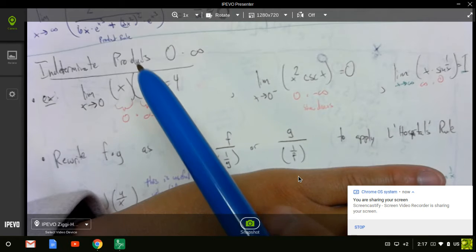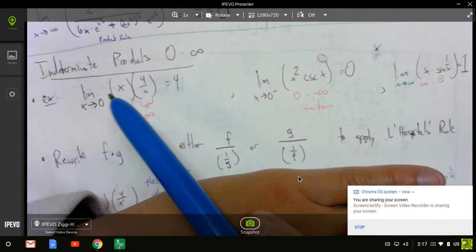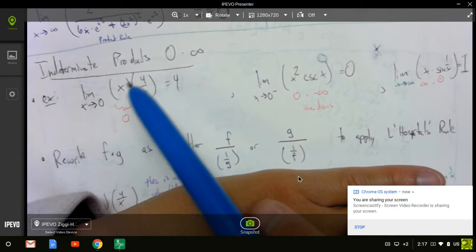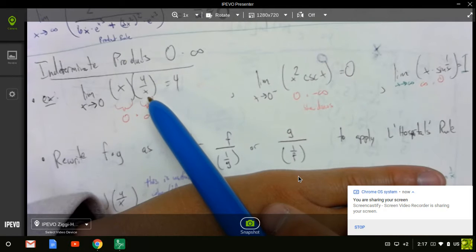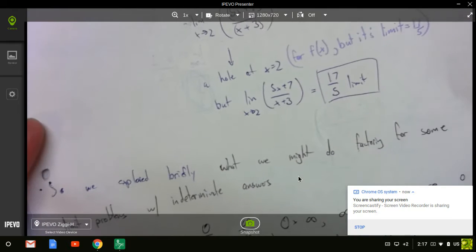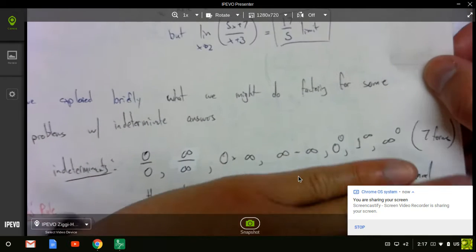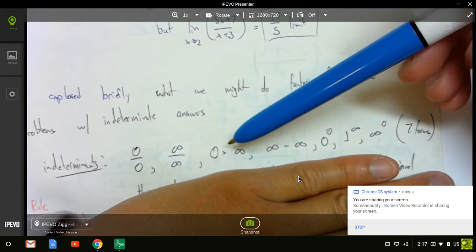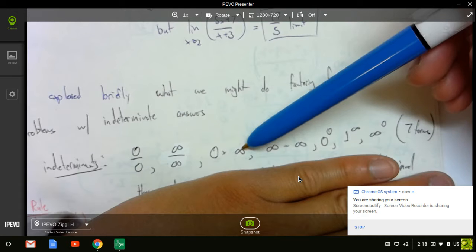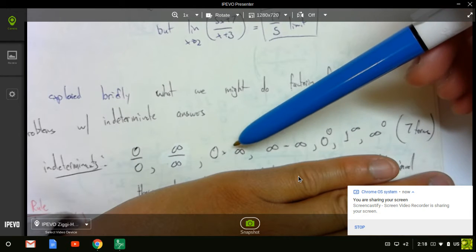This is just a scenario where you're taking a limit, and let's say the function you're taking the limit of, as x approaches 0 from both sides of x times 4 over x, leads you to an indeterminate product. If you remember, one of the forms of indeterminate numbers that we cannot have as a solution for a limit is 0 over 0, infinity over infinity, and 0 times infinity, or infinity times 0, some kind of indeterminate product.